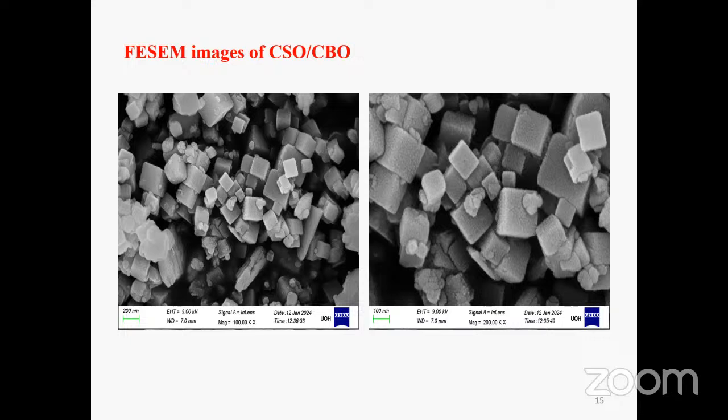And this is the FESEM image of that particular sample, where we can see the CBO microstructure as well as the CSO microstructure present in this particular image, where cubes are representing Cd2SnO4, whereas these cauliflower-like shapes belong to the CuBi2O4.